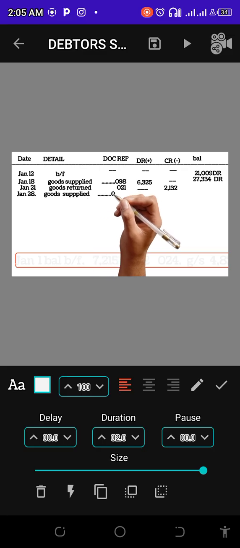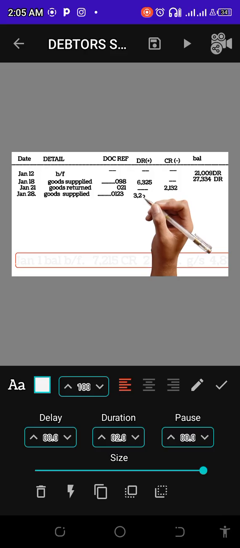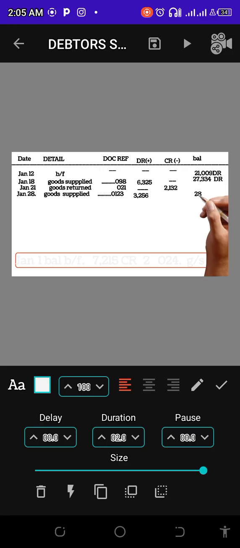The next transaction is goods supply on the 28th. The ref number is given. Goods supply should be by the debit side. When you add it to the balance and remove the balance of goods return, you will have 28,458 still on the debit.